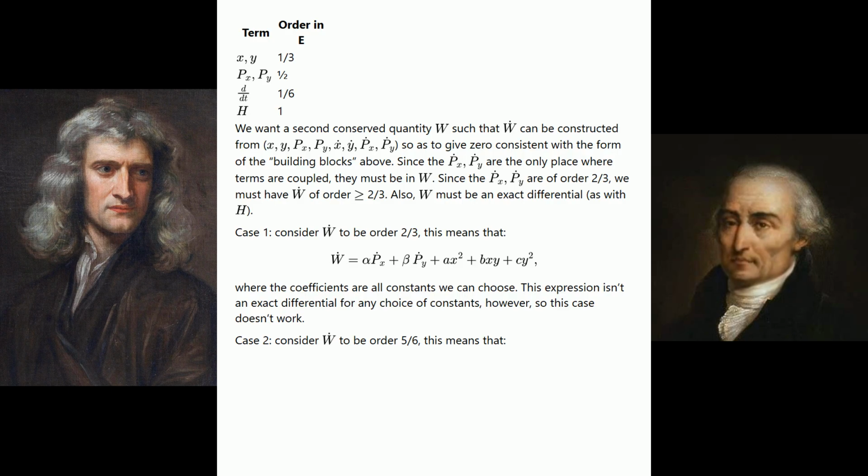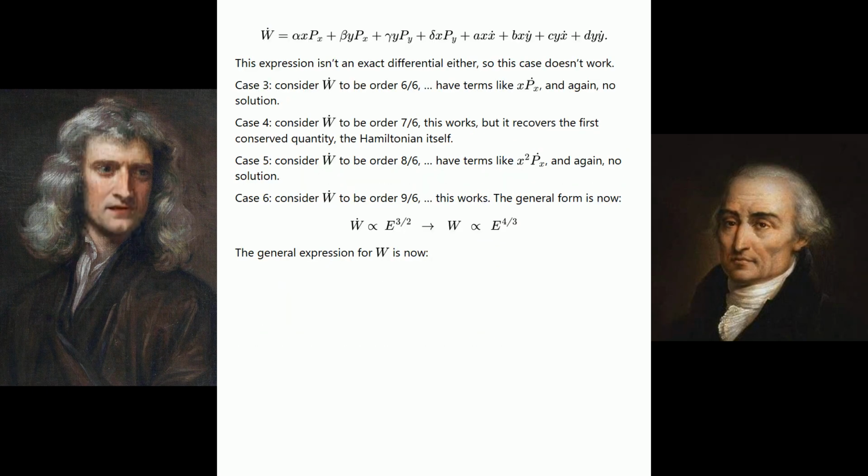See the equation shown. Where the coefficients are all constants we can choose. This expression isn't an exact differential for any choice of constants, however, so this case doesn't work. Case 2. Consider W to be order 5/6, this means that. See the next equation. This expression isn't an exact differential either, so this case doesn't work. Case 3. Consider W to be order 6/6. Have terms like x p sub x and again no solution. Case 4. Consider W to be order 7/6. This works, but it recovers the first conserved quantity, the Hamiltonian itself.